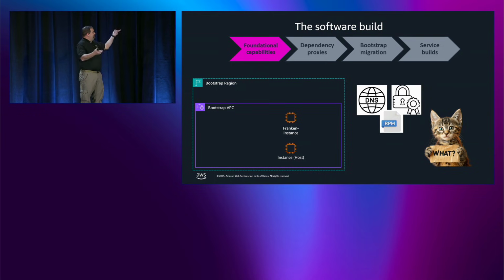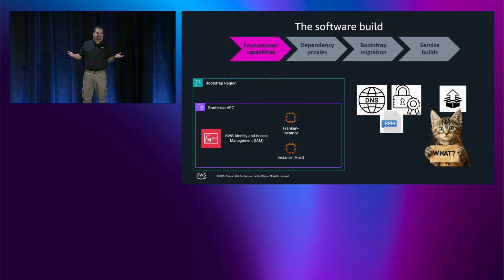So we made a Franken instance, and it does DNS, and it does PKI, and it does a little RPM repo, and that'll turn that generic EC2 instance into an Amazon Service Team host. And we can do that to build the early services like IAM, because that's what you need before you need anything else, right? Is who am I talking to and how do I authorize them?